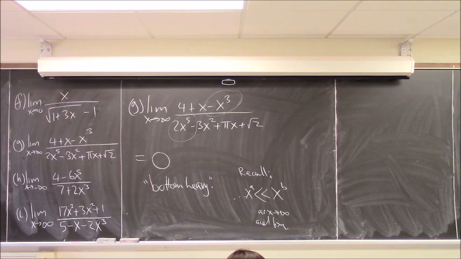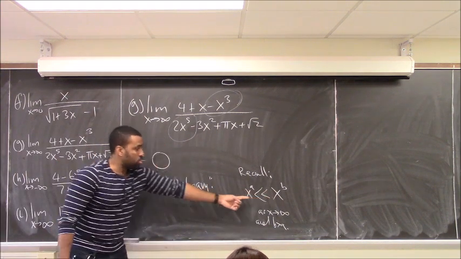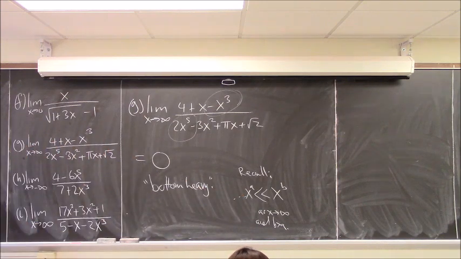So really this function is going to behave like minus x cubed divided by 2x to the fifth. And since the x to the fifth is going to greatly overwhelm the x cubed, the denominator is overwhelming the numerator. You get a fraction where the numerator is very small and the denominator is very large, and that gives you 0.